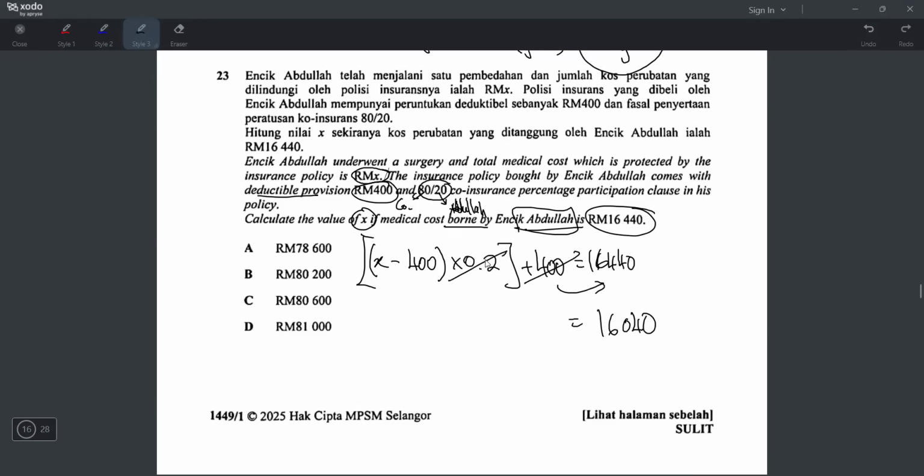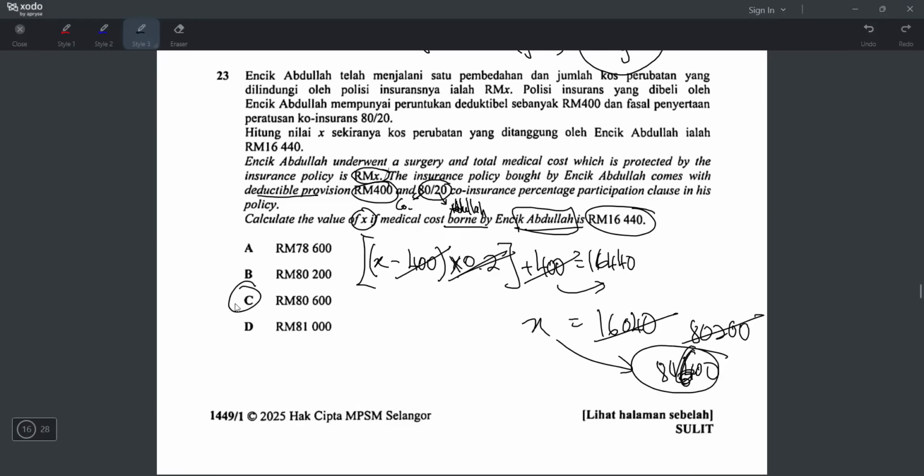Now move the 0.2. As you can see here, it is times, so moving it becomes divide. So press 16040 divide 0.2, and I get 80200. So this one cancels. The last thing to move is the 400, because you're trying to find X. The negative 400 moves over and becomes plus 400. So 80200 plus 400 is 80600, and that's the X. So the answer is C.